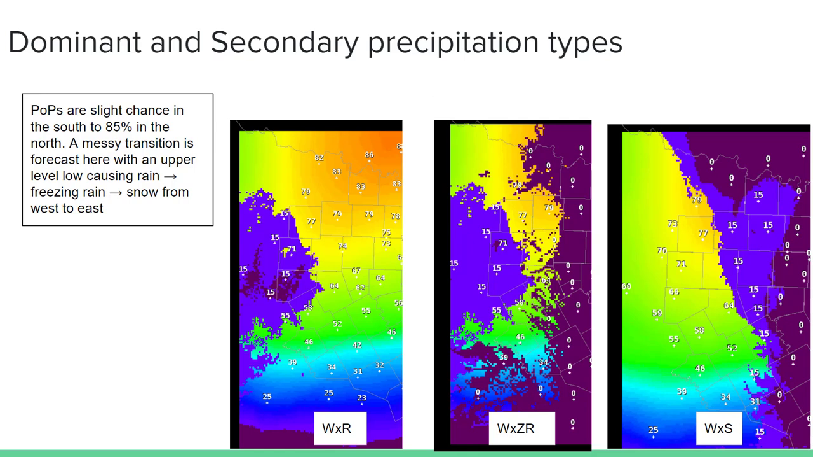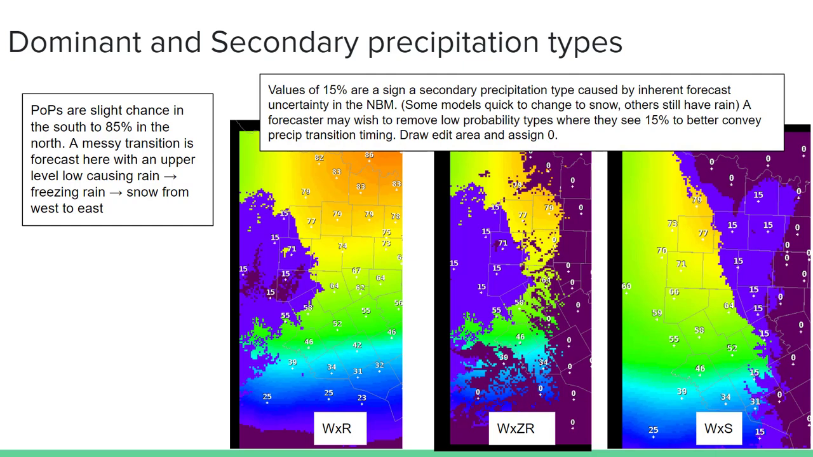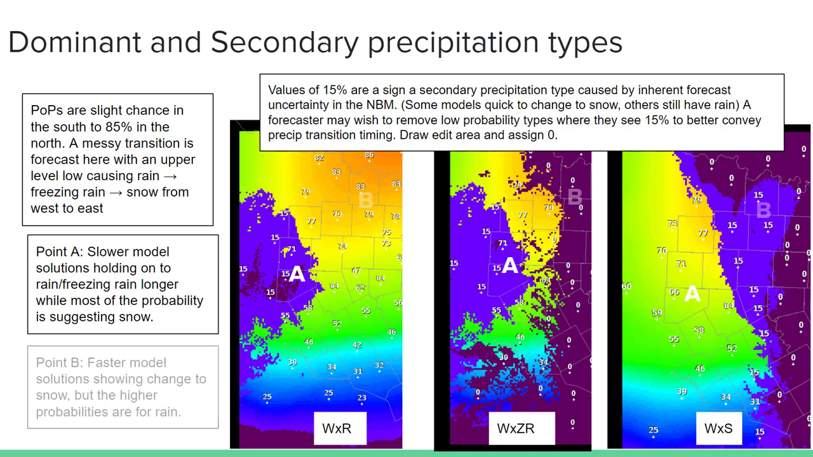Without the demotion of precipitation types, it would be really difficult to see the outlier probabilities in the GFE across time and space. In this example, a forecaster can see the 15% probability areas and know that there's inherent uncertainty in the NBM forecast, but only with a minority of the model members. At point A, slower model solutions are holding on to freezing rain and rain longer, while most of the probability is suggesting it should be snow. At point B, faster model solutions are showing a change to snow, but the higher probability is for it to be rain at this time.